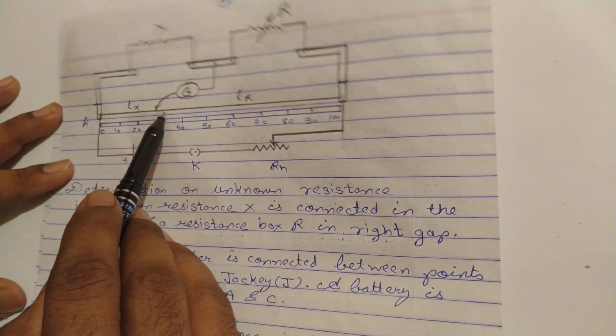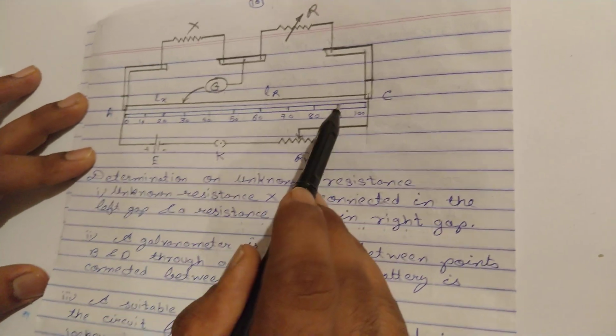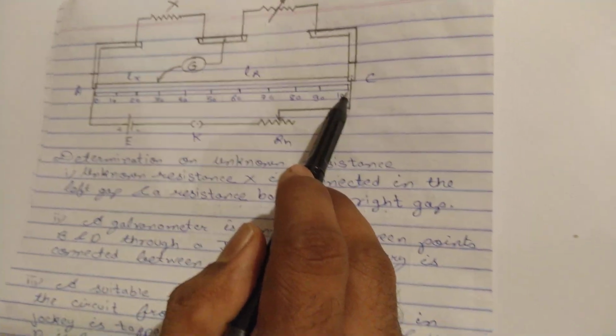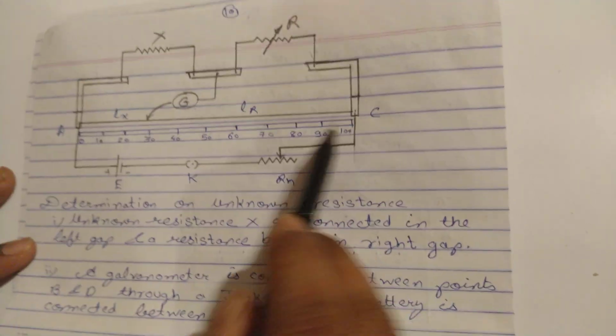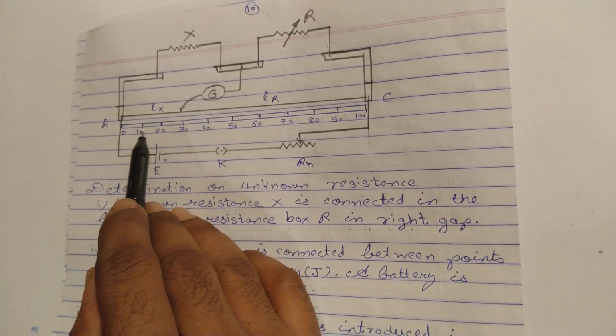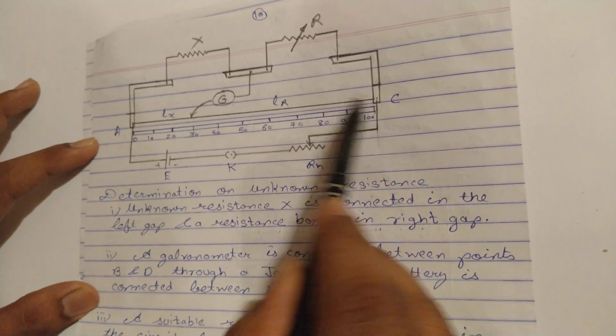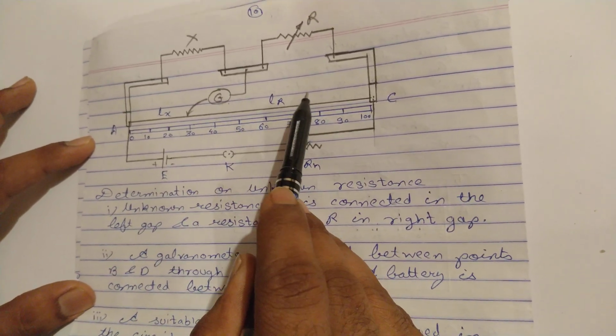When I connect the jockey to the point C, then the galvanometer will show extreme right deflection. When I connect the jockey to the point A, the galvanometer will show extreme left deflection, and when the jockey is connected to point C, the galvanometer will show extreme right deflection.